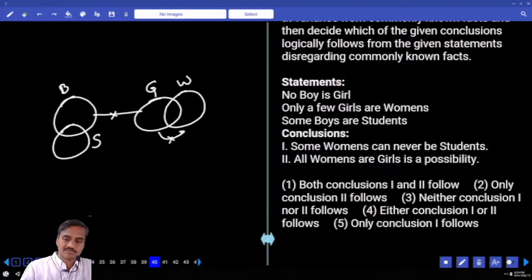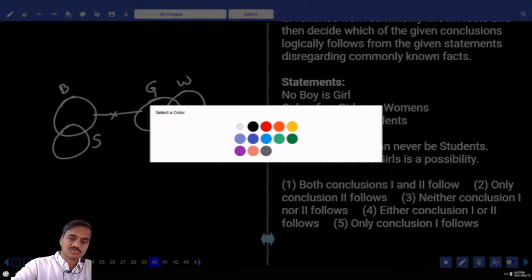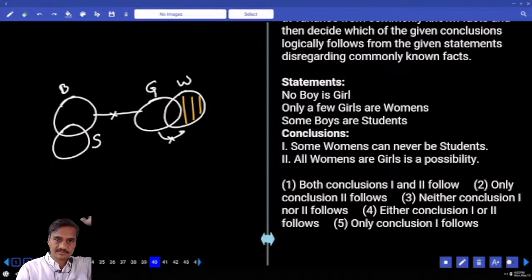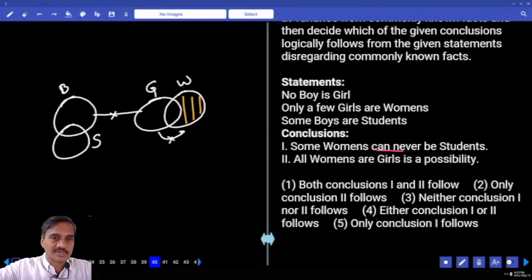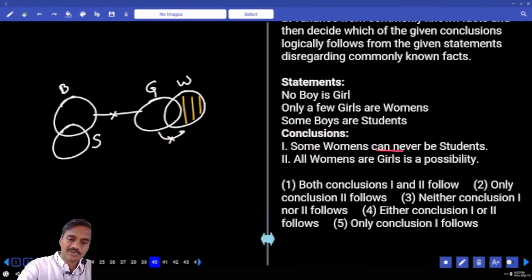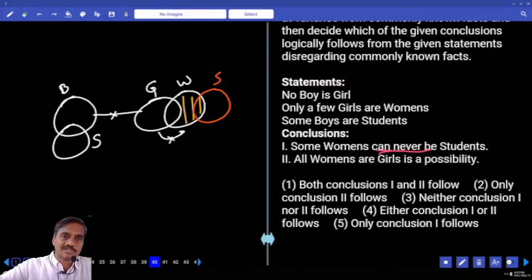Then coming to the first one, some women can never be students. These are the women who are not students. Now, can stands for what? Can is possible. Never means not. So here it is claiming that some women are students is not possible. Now we are trying to check whether some women are students is possible or not. For me it is possible. It is claiming that it is not possible, that is wrong.